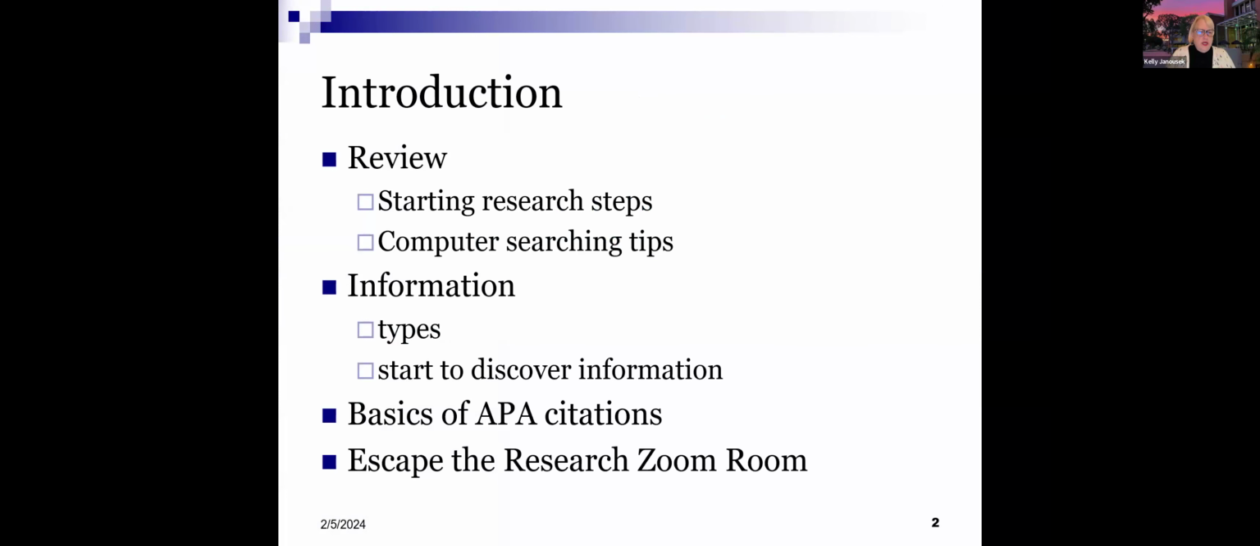And then in this day and age, we call it discovering information, which means you have to work a little harder to get what you want because you stumble across a lot of stuff before you find the good stuff. And I'm going to talk about the basics of APA. Then I'm going to break you into little groups and you're going to go to the escape the research Zoom rooms to see if you can do what I talked about.